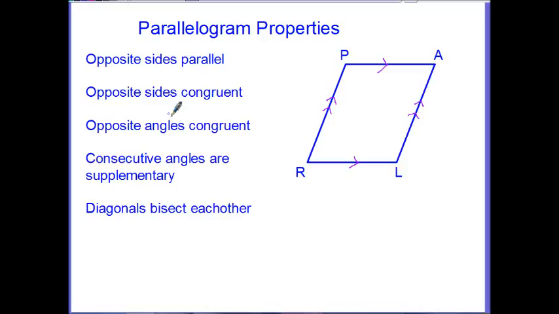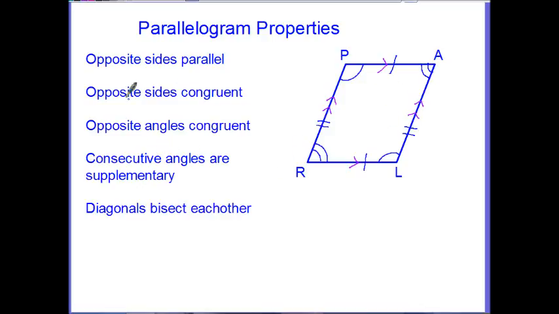Our next property, opposite sides are congruent. PA would be congruent to RL, and PR would be congruent to AL. So opposite sides are both parallel and congruent in a parallelogram. Next, opposite angles are congruent. My opposite angles would be angle P and angle L, angle R and angle A. So those would be my opposite pairs of angles.